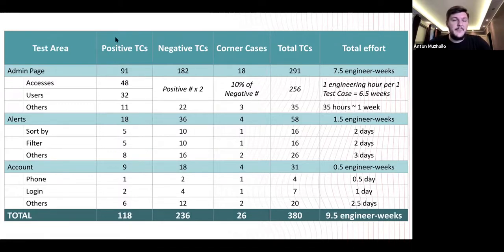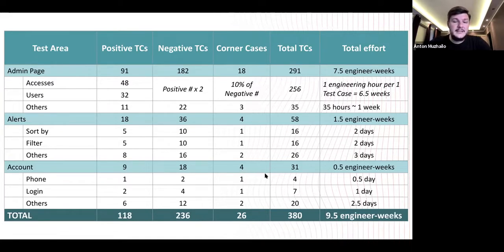So I have positive test cases here. For the admin page, that's a big piece of work: 91 positive test cases, 41 for accesses, 32 for users, 11 for others. So this is a bottom-up estimation. I have the same for alerts and accounts, and I have a total of 118 positive test cases.